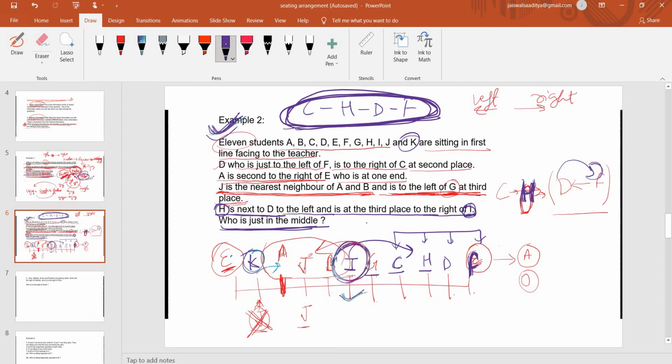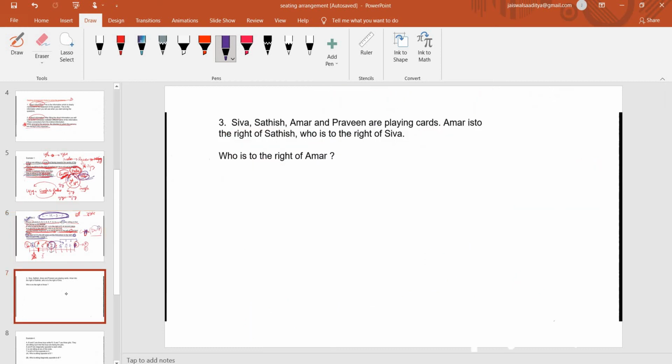In this seating arrangement, every question is important, because from every question they can ask so many questions. Okay, we will solve the next question. So here is the question.